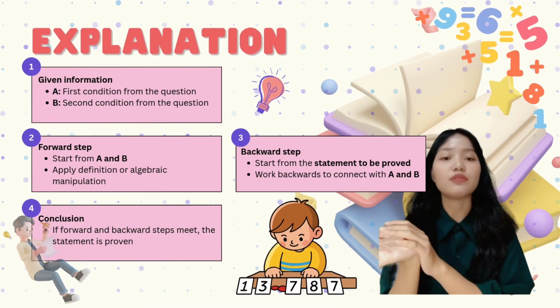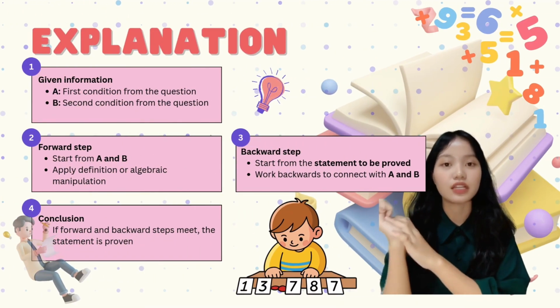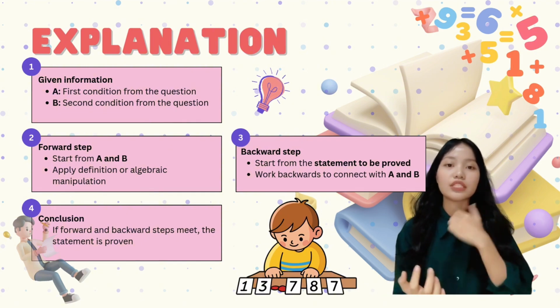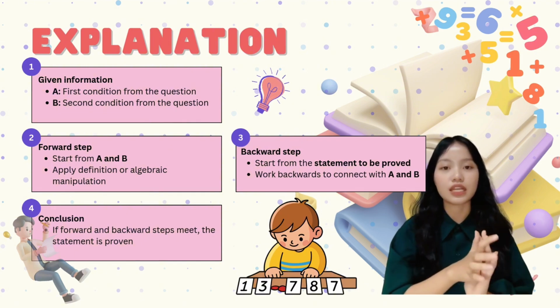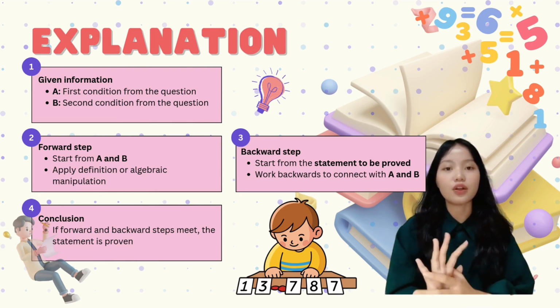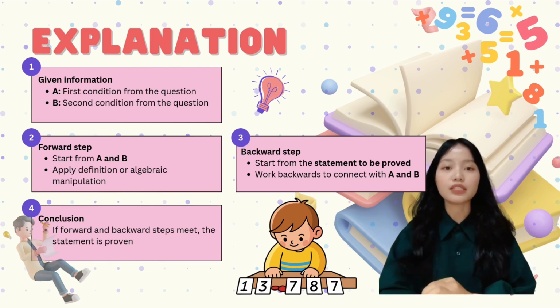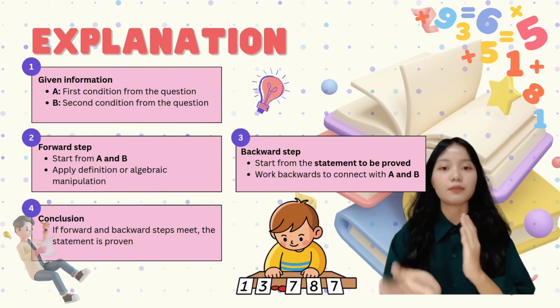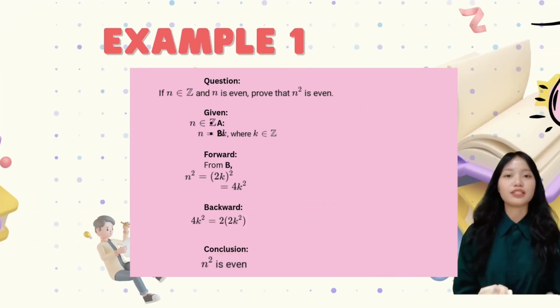For this method, we first identify the given information. We usually label them as A, the first given condition, and B, the second given condition. In the forward step, we start from A and B and apply definitions or algebraic steps. In the backward step, we start from the statement to be proved and work backward to see what is needed. If both steps meet, then the statement is proved. Let's look at the first example.